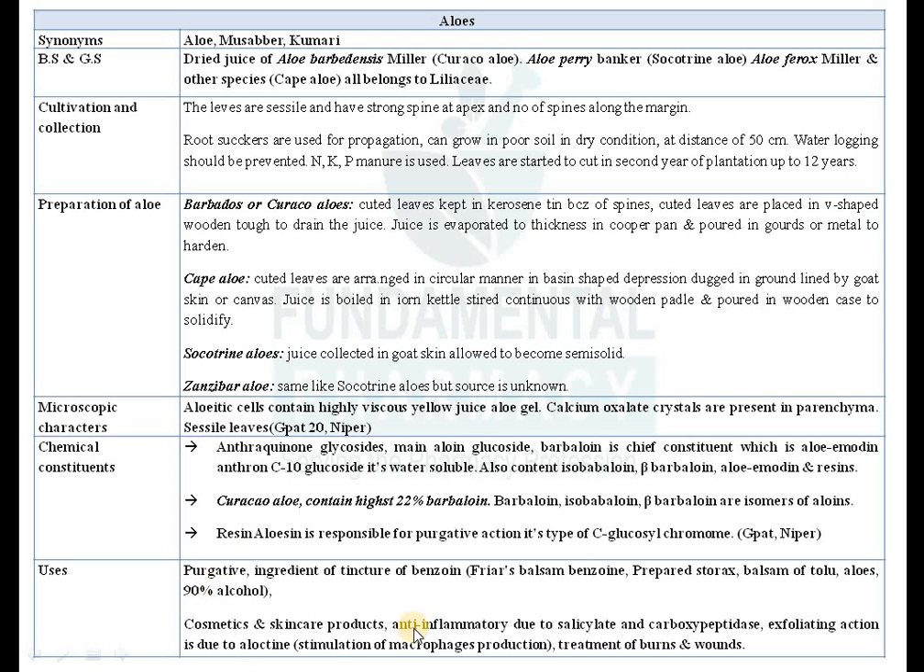Again, this aloe vera is a purgative, it is an ingredient of benzoin tincture or flowers blossom of benzoin. Again, this aloe vera is used in the cosmetics, skin care product. It is an anti-inflammatory. इसमें क्या होता है, एलोवेरा के जूस में सैलिसिलिक एसिड भी होता है, so that's why सैलिसिलिक एसिड की वजह से it is an anti-inflammatory also.